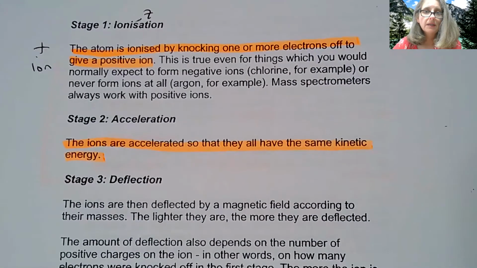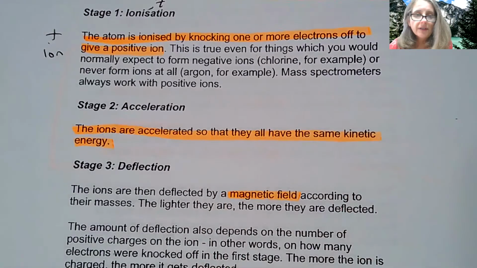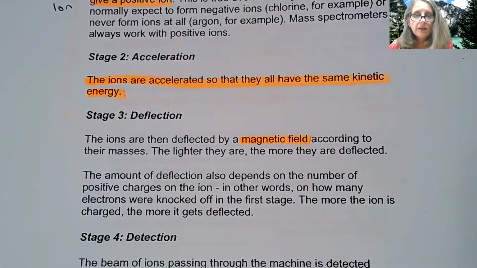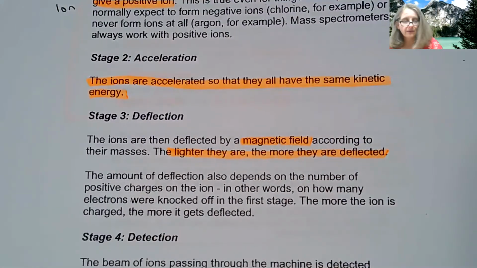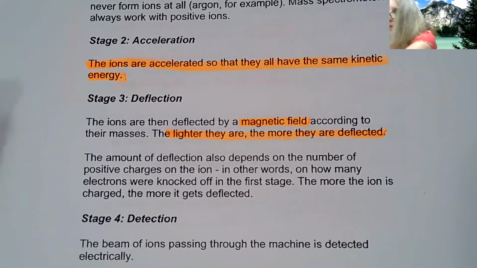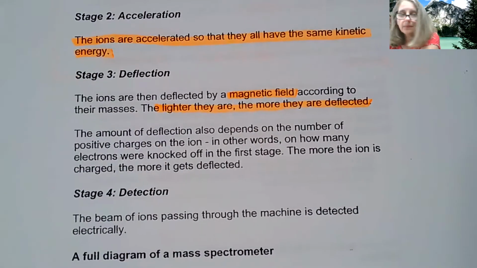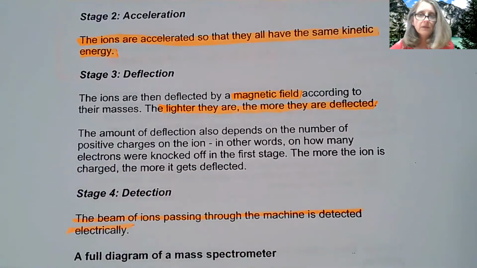So if they have the same kinetic energy, we know that if they get deflected, it's due to their mass, not due to their speed. Then we put it in a magnetic field, okay? And the lighter they are, the more they get deflected, okay? So we could tell by how far they go off, and I'll show you a picture of that. And then we have a way to detect it electronically, and that is what we get as a mass spectrophotometer.